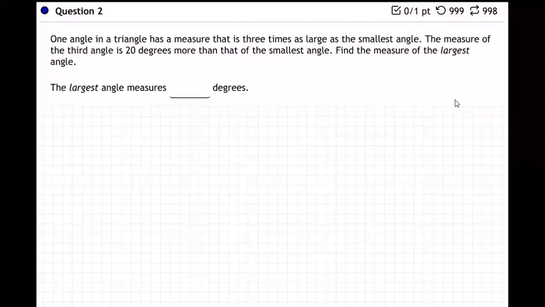Okay, so it says one angle in a triangle has a measure that is 3 times as large as the smallest angle. The measure of the third angle is 20 degrees more than that of the smallest. Find the measure of the largest angle. Okay, so let's write out what they're saying.